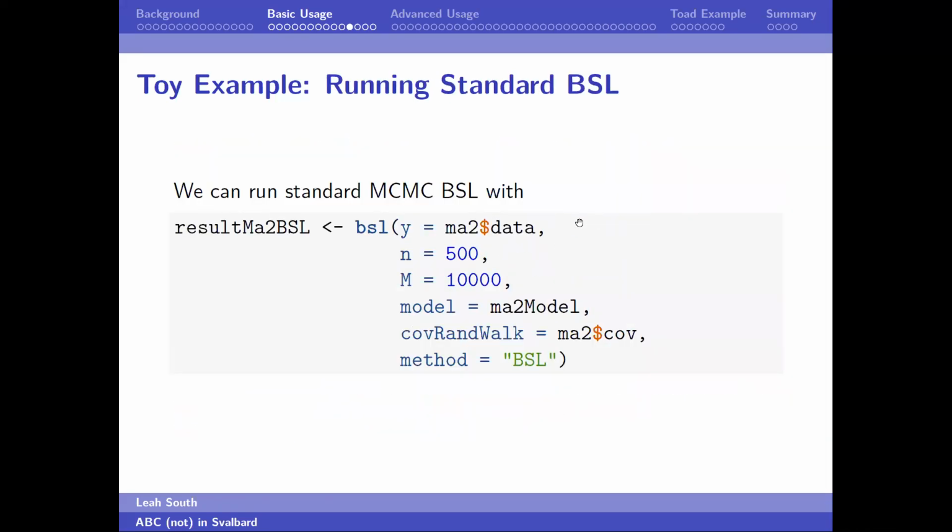Okay, so now we've set up the model, we can actually run BSL. This is the function to run standard MCMC BSL without any adjustments. We've got some data, we've got the number of simulated data sets per parameter theta, the number of MCMC iterations, our model, and then this thing here is the covariance matrix for our random walk. And then the method is just BSL, saying that we're doing standard Bayesian synthetic likelihood.